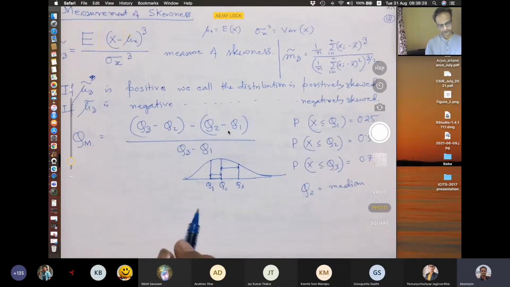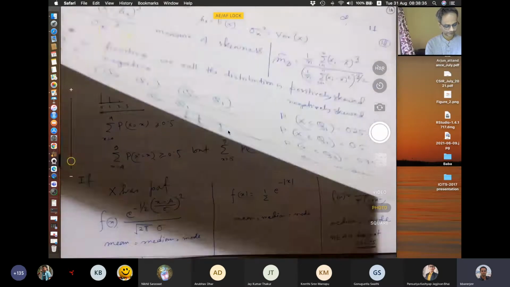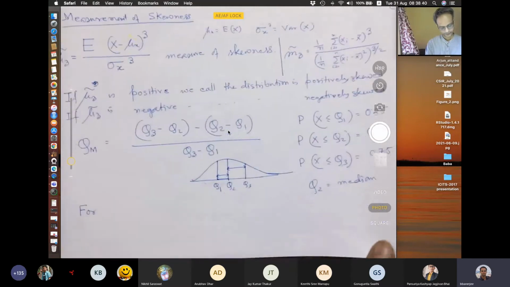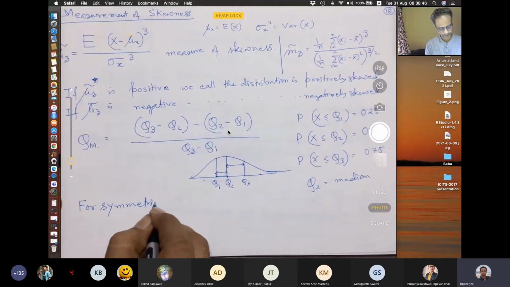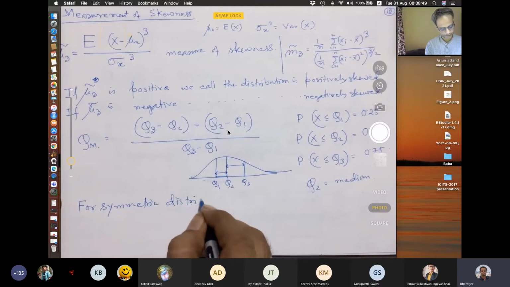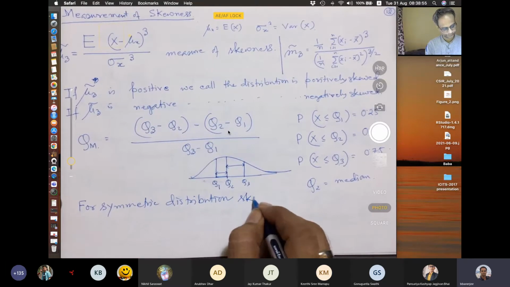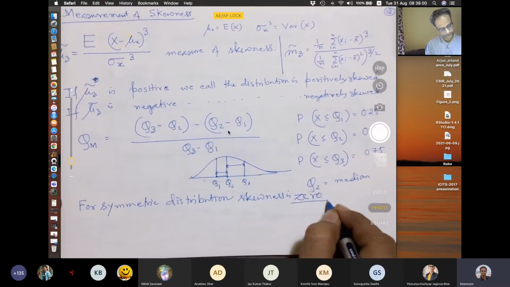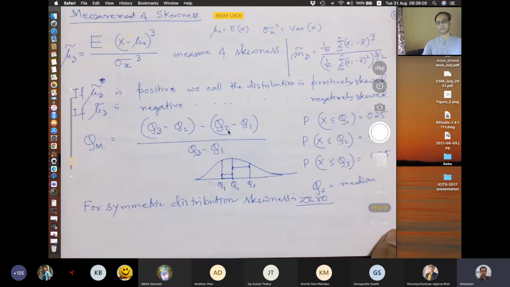And if it is symmetric, that means like this one, this one, this one, for each of them, for a symmetric distribution, skewness is 0. Okay, and that is the measure. If you find the measurement of skewness is 0, you can call it a symmetric distribution.